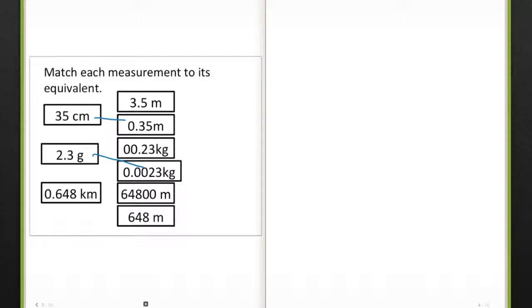0.648 kilometres. To change it to metres, I've got to times it by 1,000. So 0.6 would become 6, would become 60, would become 600. So it's 648 metres.